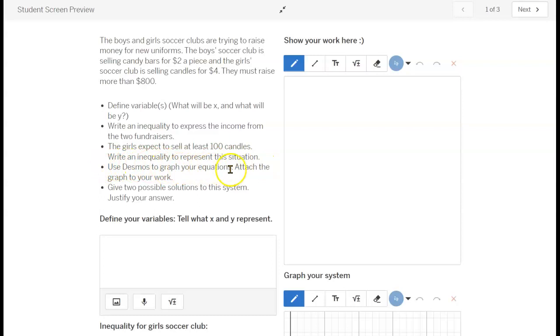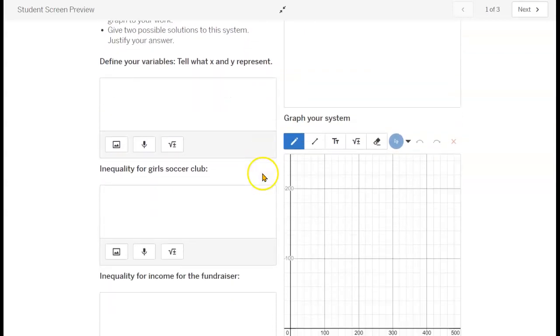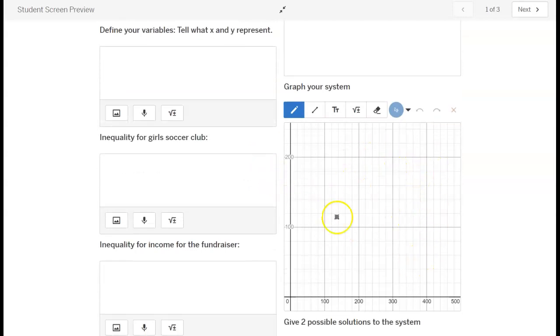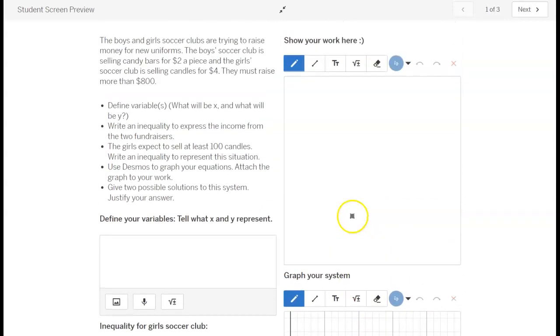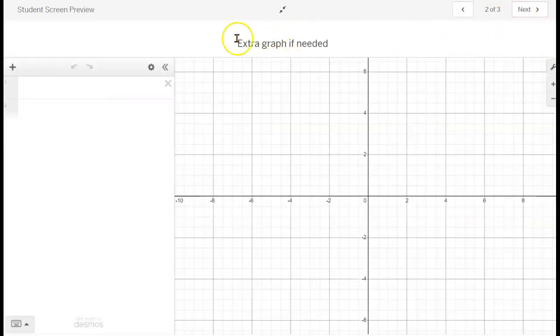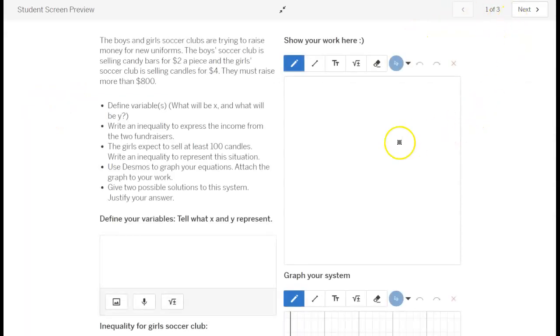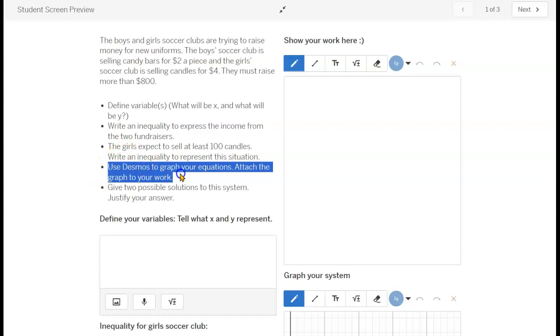Then it says use Desmos to graph your equations. So actually I put in here a graph so that you can show your work. Now, if you're thinking, I really don't know how to graph this, that's okay. In here on slide 2, I've given you a graph where you can put in your equations. You can click in that box and type your equations in. So that's the part that says use Desmos to graph your equations.